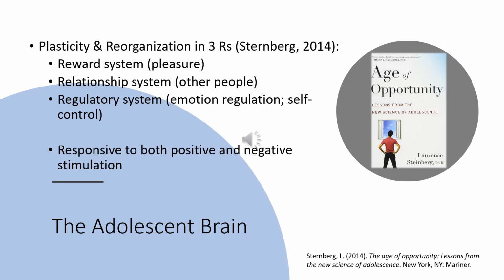And so some of the things that are happening, the areas that we see the most reorganization and plasticity, according to Steinberg, are the 3 R's: the reward system, the relationship system, and the regulatory system. And so starting with the reward system, puberty basically triggers an increase in dopamine receptors in the reward system and makes reward and pleasurable pathways more easily activated, and basically a more intensive dopamine squirt, really, for pleasurable experiences like substances or doing kind of crazy things.